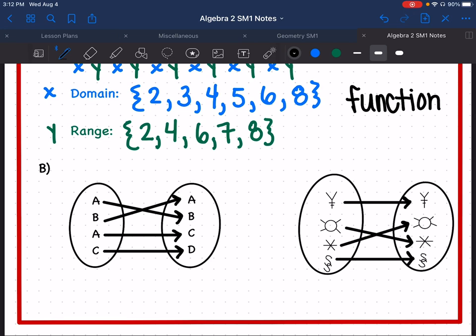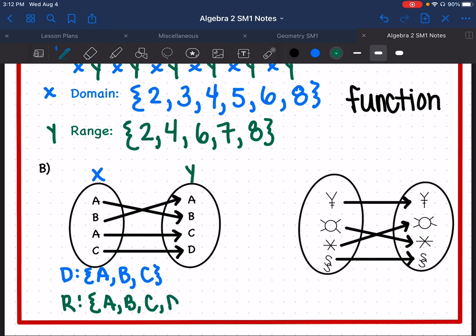Now, when I have a mapping, if you remember, the first ones are always my x, so that would be my domain. My domain, I could put just a capital D. My domain would be A, comma B. Notice there's another A, comma C. And the second ones would be considered my y, so these are my range. If I put them, I would put A, comma B, comma C, comma D.